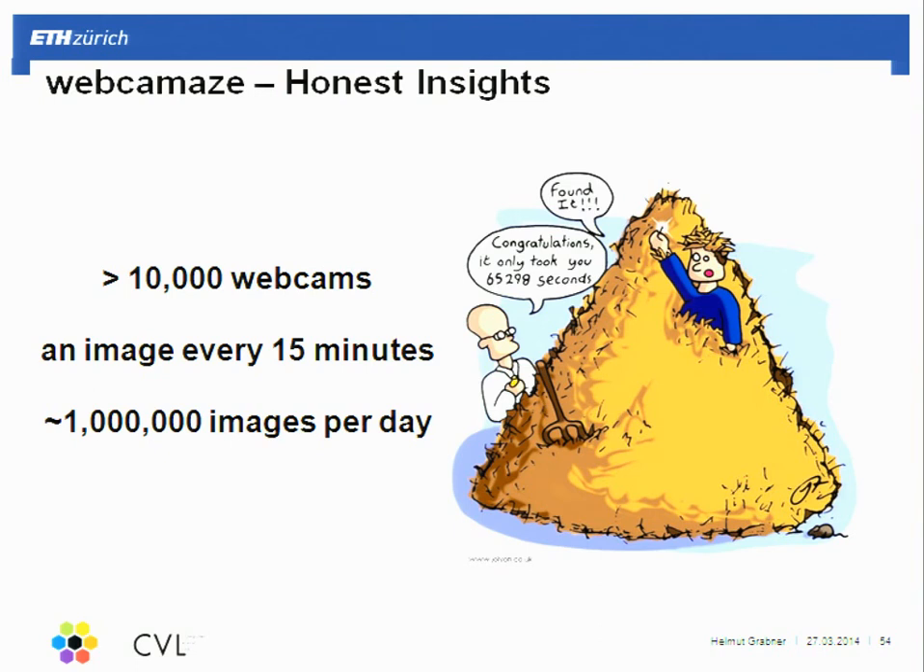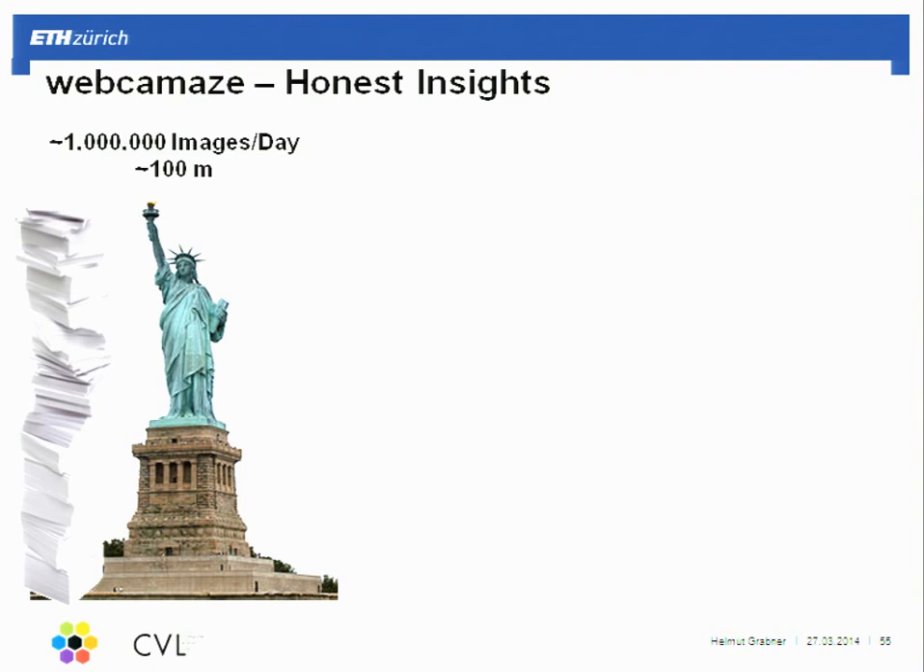As I said, we are very far from being perfect and running this whole thing automatically. But we now have a pipeline that can find the needle in the haystack faster. Now we are running it with more than 10,000 webcams all around the world, picking one image every quarter of an hour. This makes roughly 1 million images per day, which we have to look at. If you print 1 million images on sheets of paper and build a pile, you will end up with 10 meters, like from the very bottom of the Statue of Liberty to the very top. So nobody can look at it in a day.